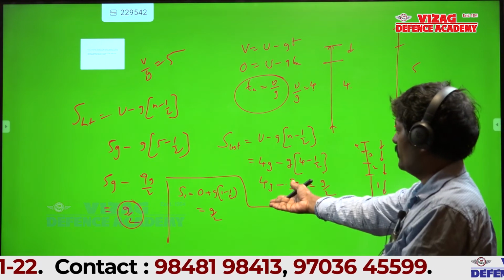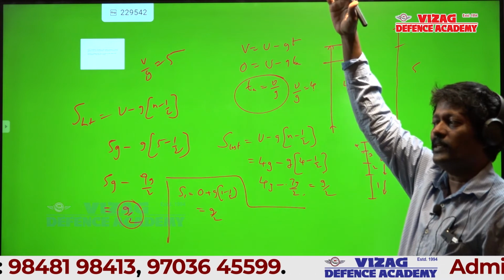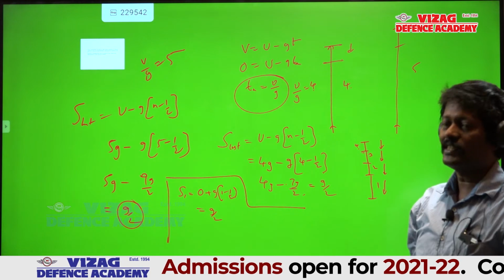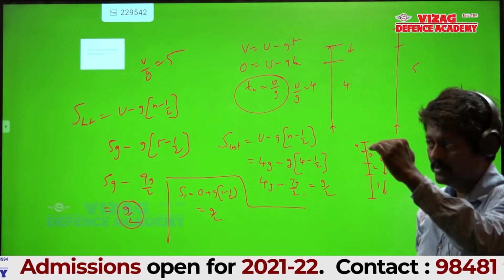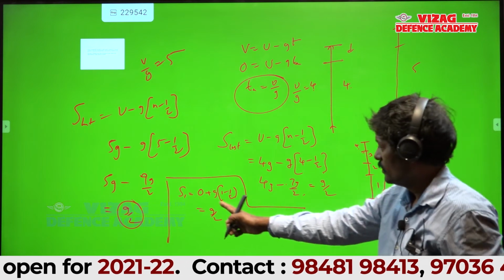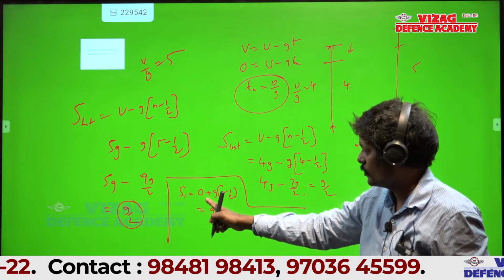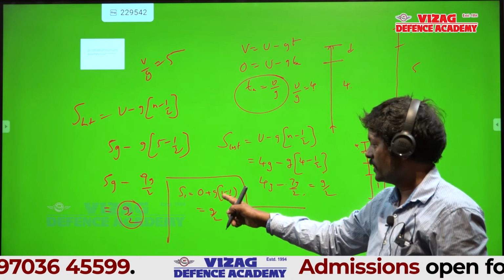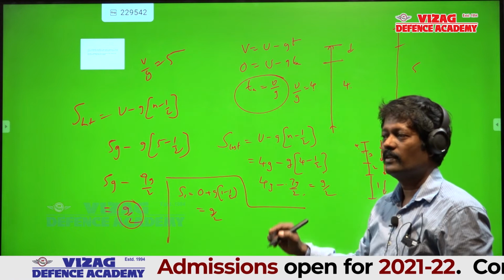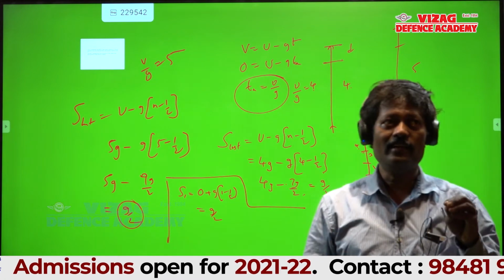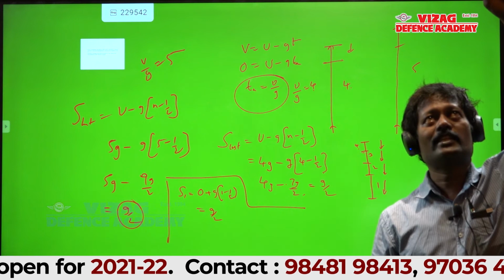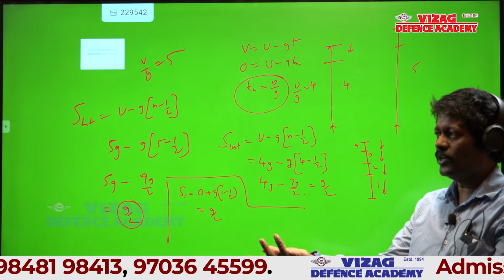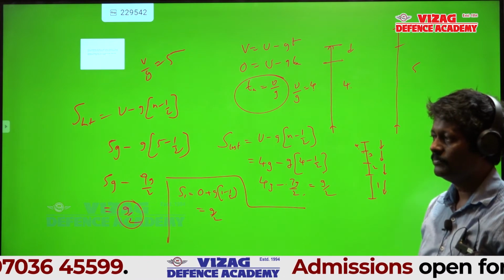In this question, the trick is that the last second of ascent is nothing but the first second of falling. The first second of fall is what? S1 is u is 0, plus g into n minus half, and n is 1. That's all. So you should get the idea. The last second of ascent is nothing but the first second of fall. So for the first second of fall, how much? g by 2.